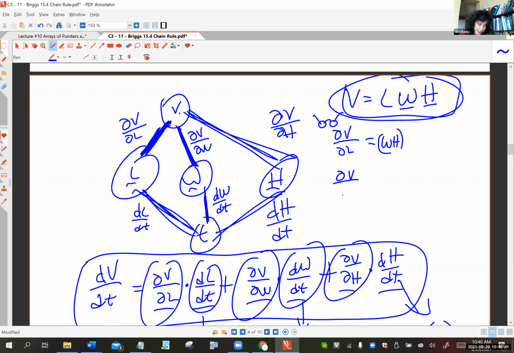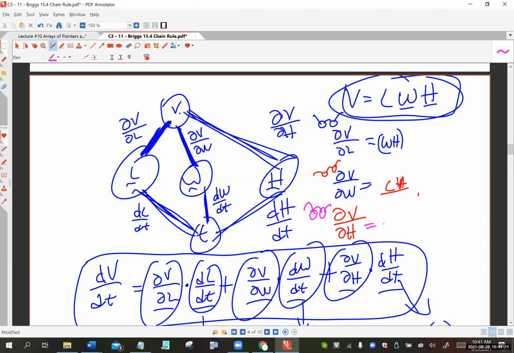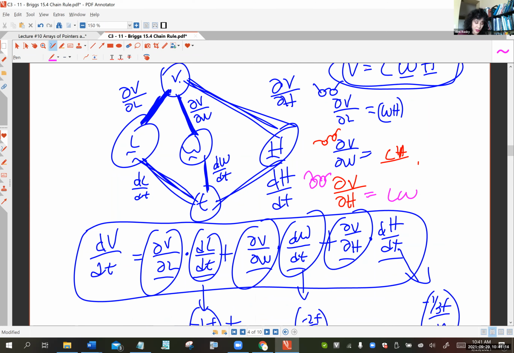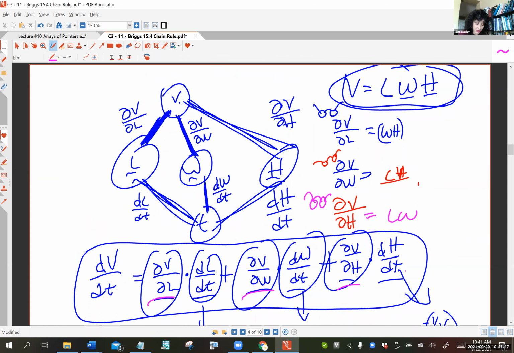How about dV/dW? Put on a different set of glasses now. You're taking the partial with respect to W, only this time you hold L and H constant. So dV/dW would be? LH. And then last but not least, dV/dH? New set of glasses. You want to keep the L and the W constant. LW. So you've got your 3 partials right there, and you're just going to substitute those here.